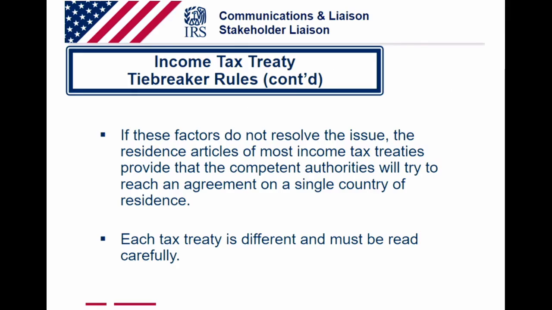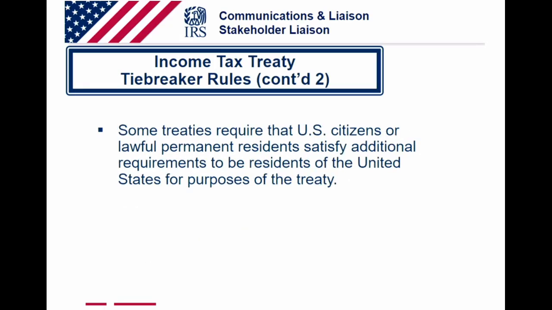And please remember, every treaty is different. What I listed here is generally the way they're going to look, but you would want to look at that particular treaty and be very careful in determining how it applies in a particular case. Some treaties require that U.S. citizens or green card holders have to satisfy additional requirements to be residents of the United States for purposes of the treaty.